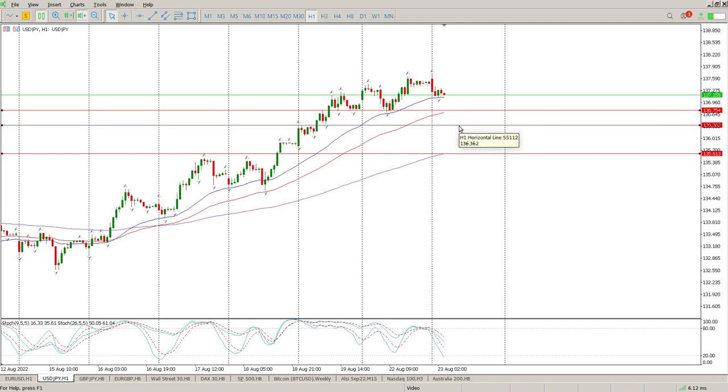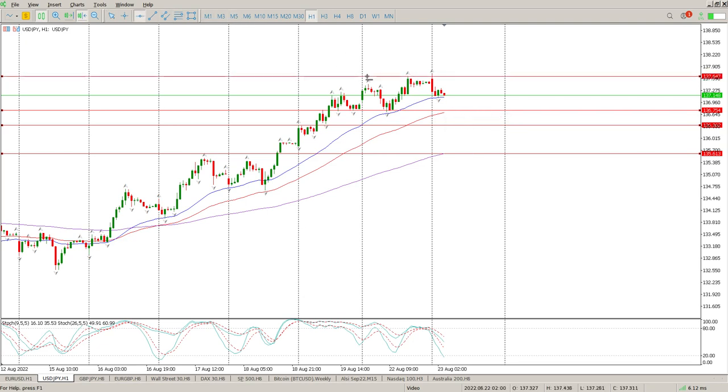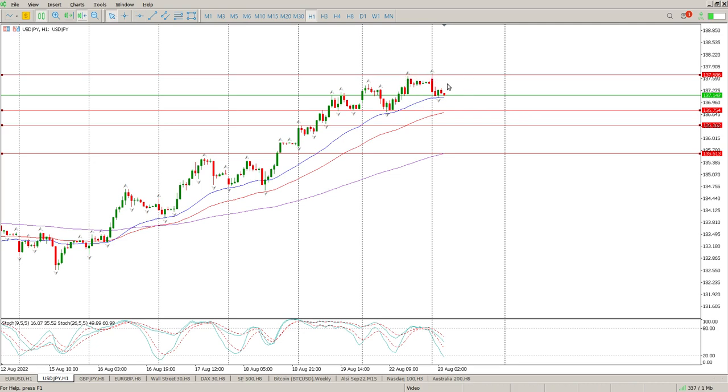So for me, 136.362, and then this area down here at 135.613. Those are the two areas that I would be interested in. If we do bounce off this it just sets up a bigger range. That's 136.754, and your target area is really only going to be the previous high here. Does look like a bit of a double top forming there though.